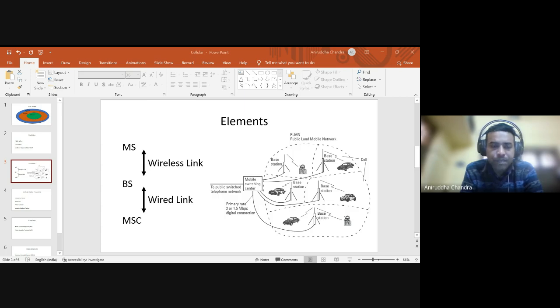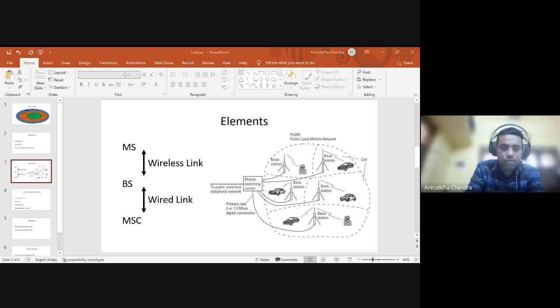So the connection between MS and BS is always wireless, whereas the connection between BS and MSC is mostly wired. In some cases, that link can be wireless also, but these are exceptions, like in hilly areas or a coastal area where probably laying cables is a difficult thing. Then probably we can go for a wireless link between the tower and the mobile switching center as well.